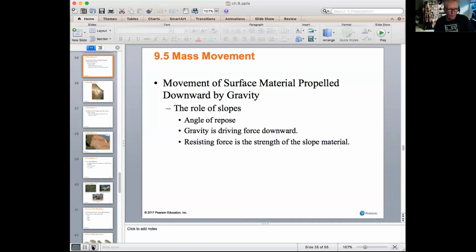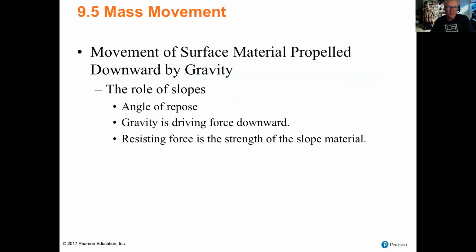So now, mass movement is simply the movement of surface material propelled downward by gravity. That's all it is. And this is usually done on a slope. And the angle of repose is where the material is stable. If you exceed that, then the force of gravity will pull the material downward.